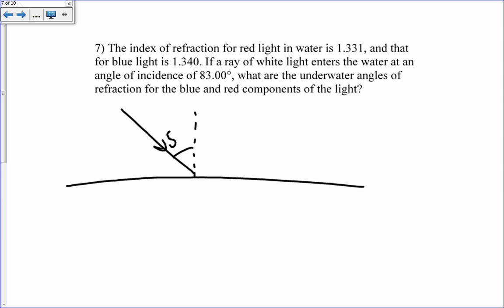This angle, 83 degrees. The blue light has a higher index of refraction, so it's going to be refracted more. So my blue light is going to look like this. The red light, which has a lower index of refraction, well, not quite that much, is going to be refracted less, like that. So my red and my blue light are going to be split because of this difference in their indices of refraction.